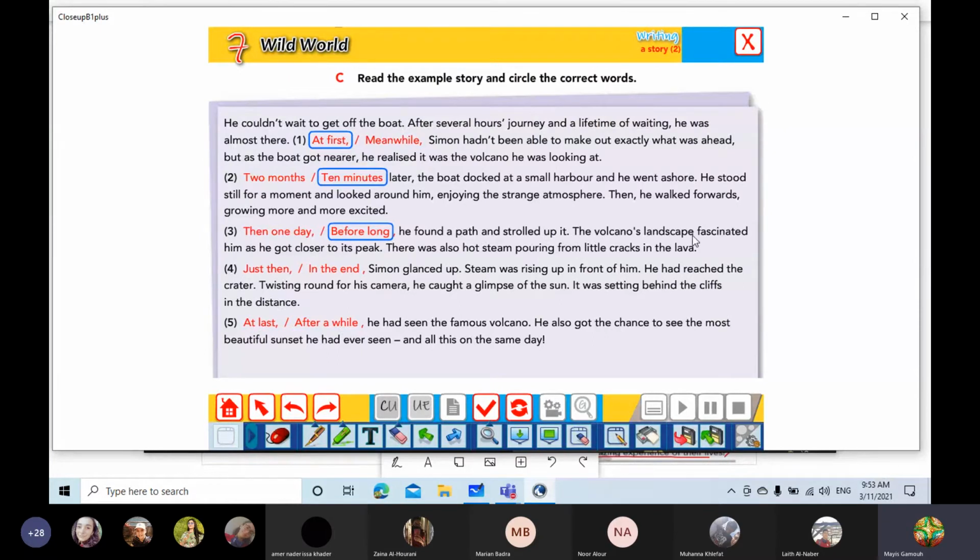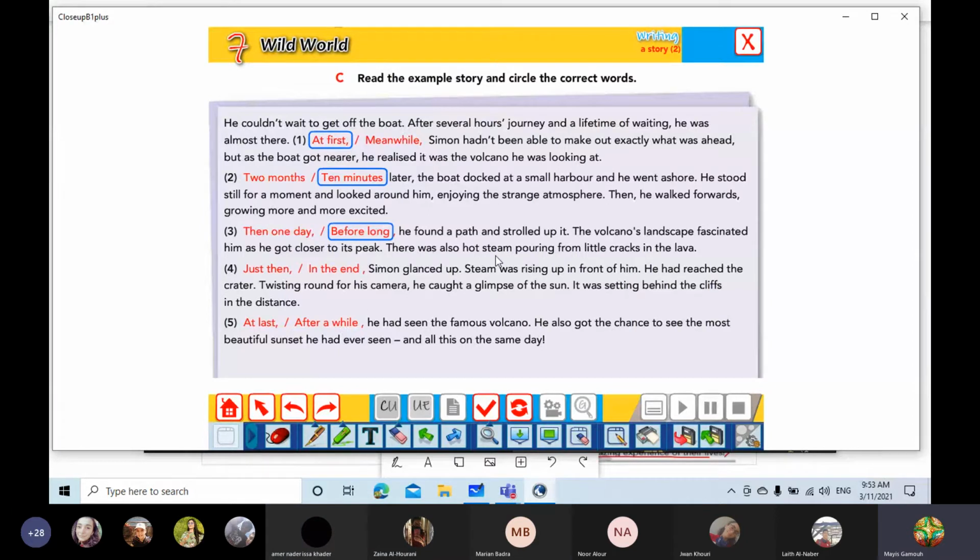The volcano's landscape fascinated. What's the meaning of fascinated? Exciting or amazing. Excited him. Yes, amazed him. Okay, it put him in a state of being amazed. Yes, thank you. As he got closer to its peak. What's the meaning of peak? And in English it's the top, right? Top. Yes, thank you.